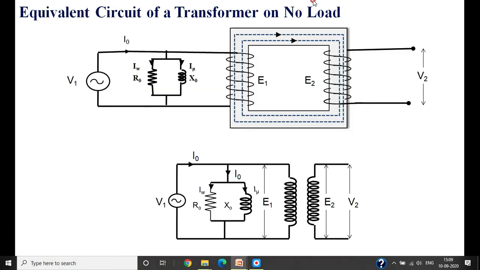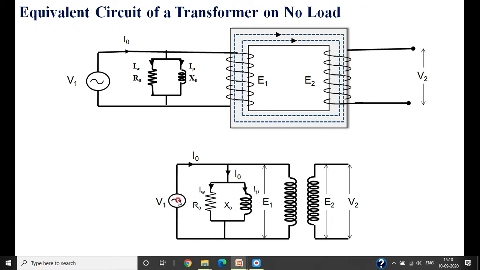Equivalent circuit of a transformer under no load condition. No load condition means we are keeping the secondary of the transformer open. Then we represent the transformer with the help of a magnetic core and primary and secondary windings, and under no load condition it is represented by R0 and X0 components. R0 takes care of the core losses in the transformer. X0 takes care of creating the magnetic flux in the core. This is how we have to draw the circuit for the transformer under no load condition.